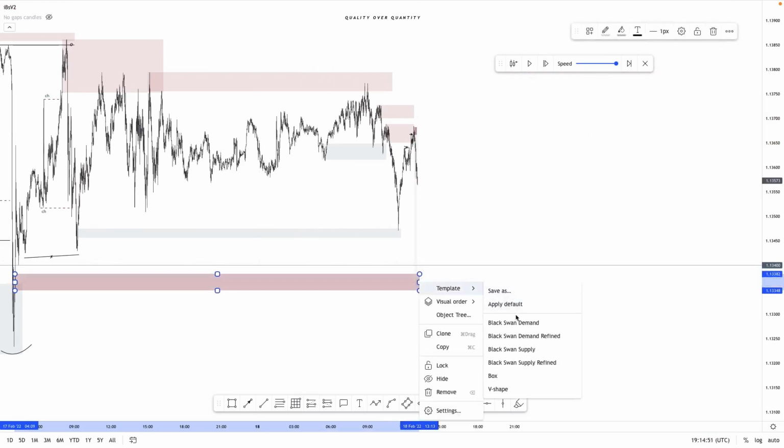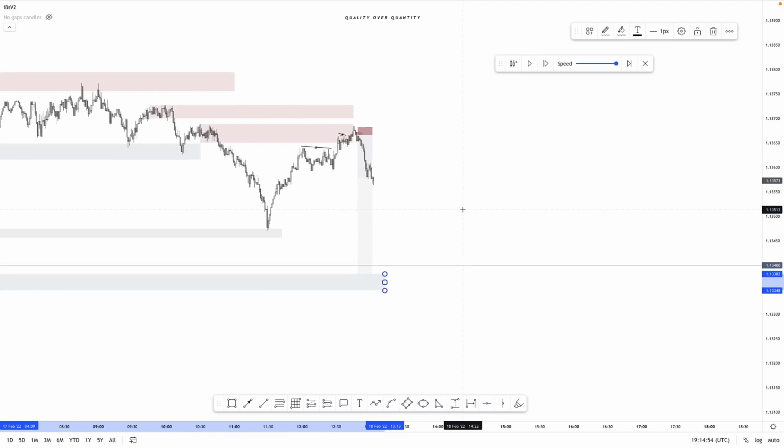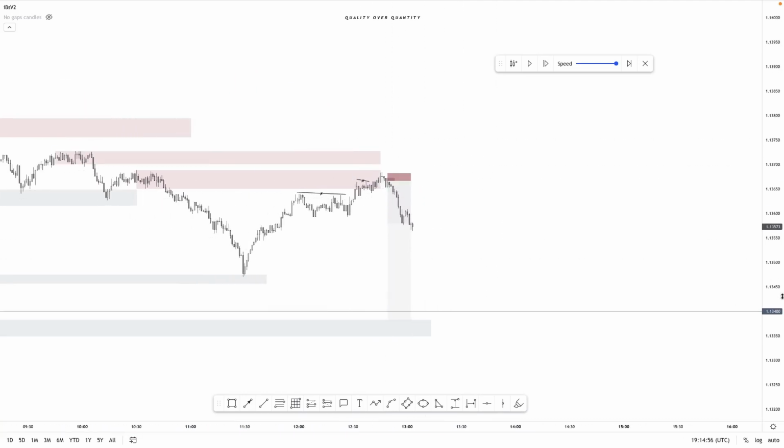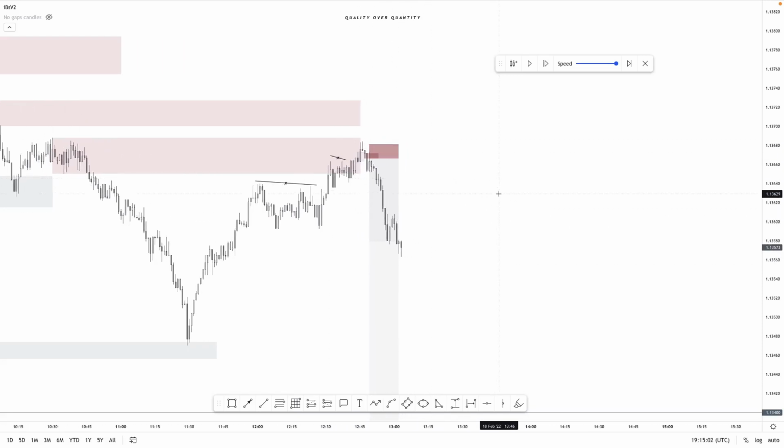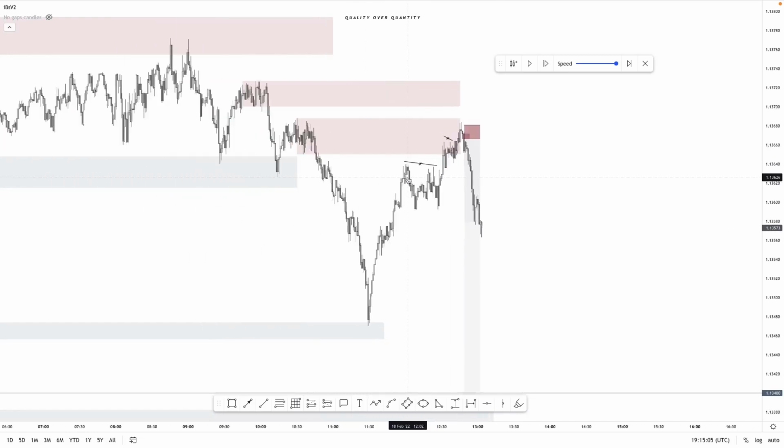Okay, so this is my demand level. Okay, cool. I missed this trade. I wasn't at the chart, and it's okay. When price starts going, you don't have to think, oh, I missed the move. No, price will give you more opportunities. You just have to follow price and see what it's doing.